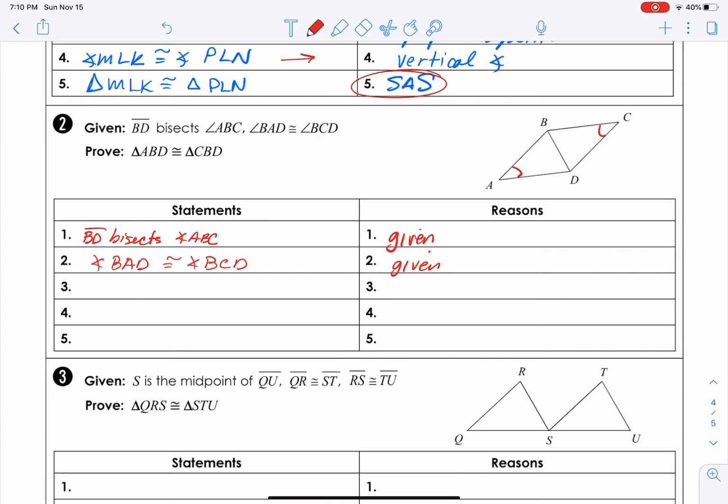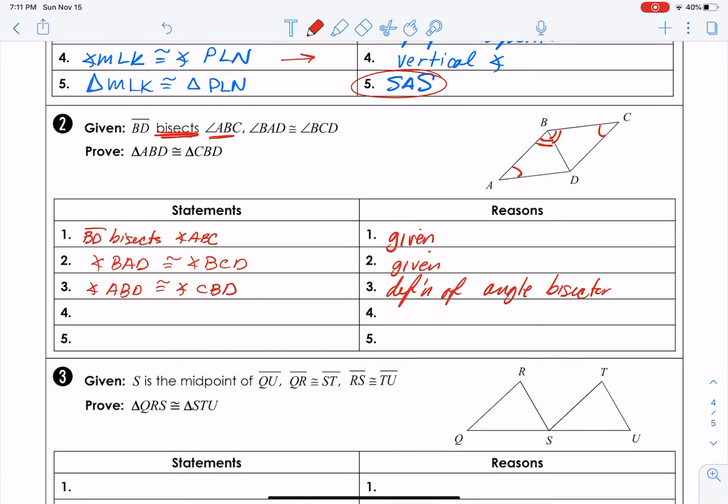Then from the word bisects, I know that angle ABD is congruent to angle CBD because that's the definition of angle bisector. It's an angle bisector because it bisected an angle. So that means I know that this angle and this angle are congruent.